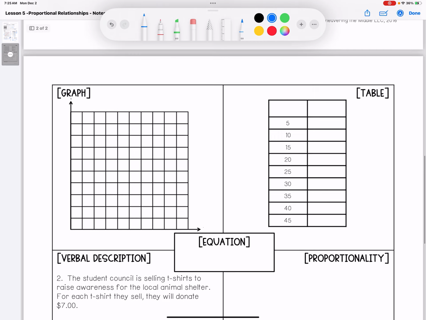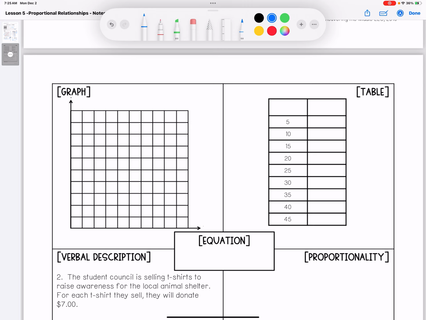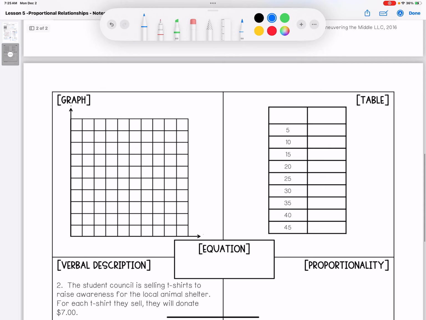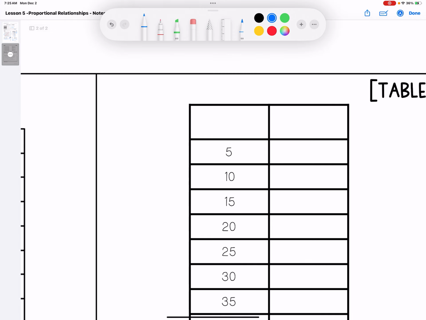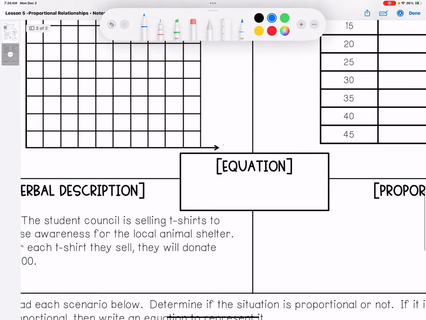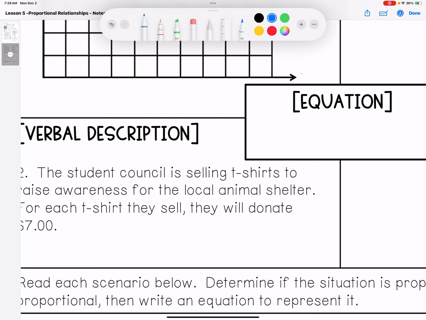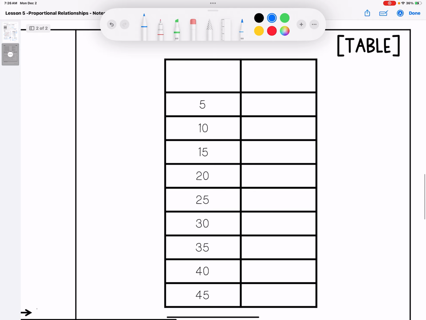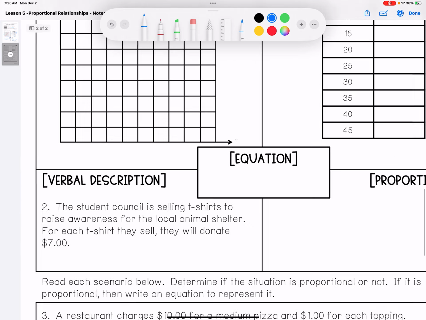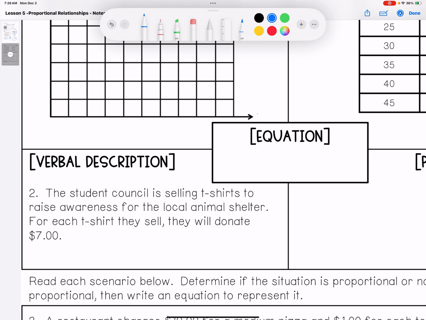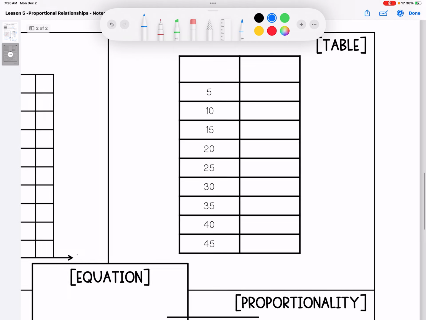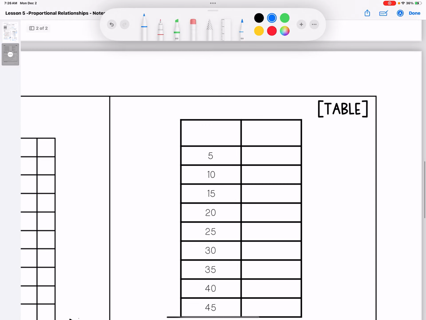All right, welcome back. Let's get it going. Notice on this one, I don't know if you did notice, but there's no labeling of the table, because they give us a verbal description. So we have to gather information from that because they didn't give us any of this. All right, the student council is selling t-shirts to raise awareness for the local animal shelter. For each t-shirt they sell, they will donate $7. So for every one, it is $7.